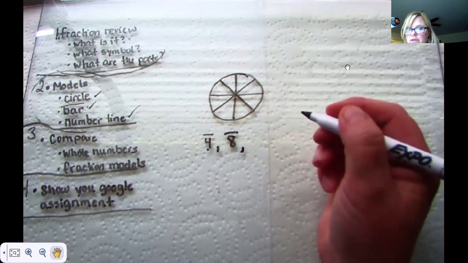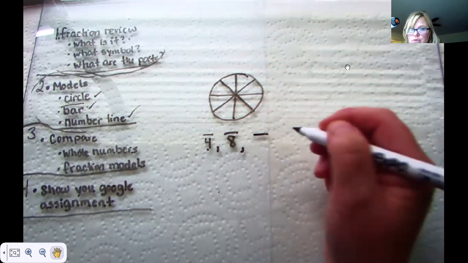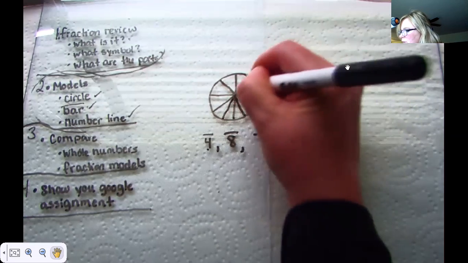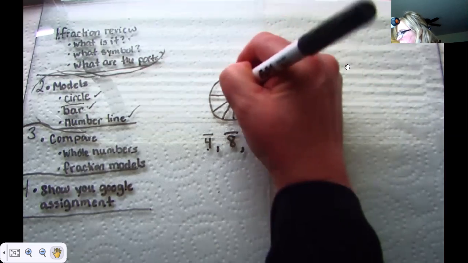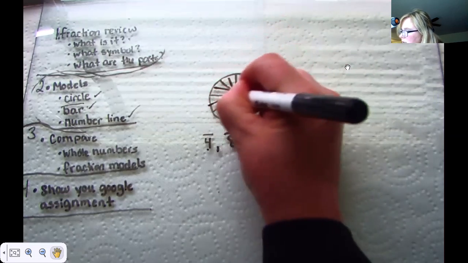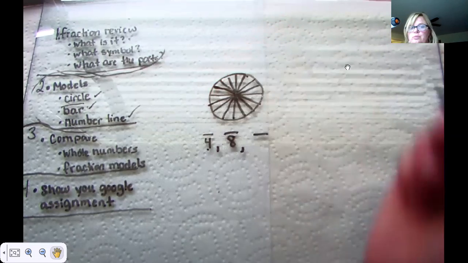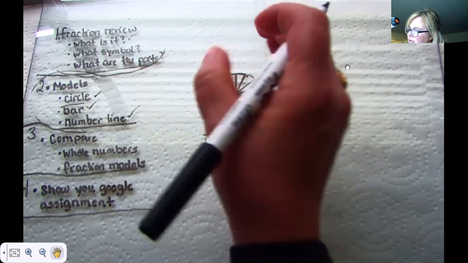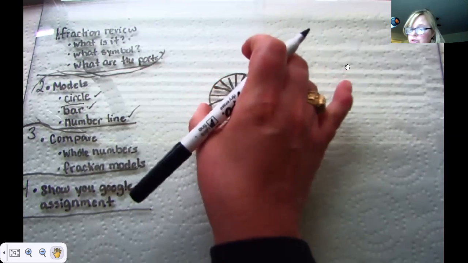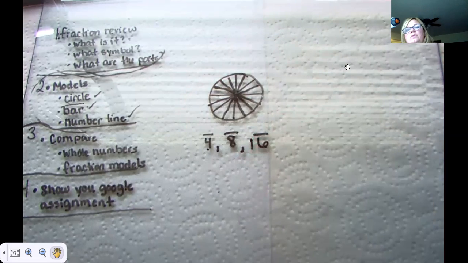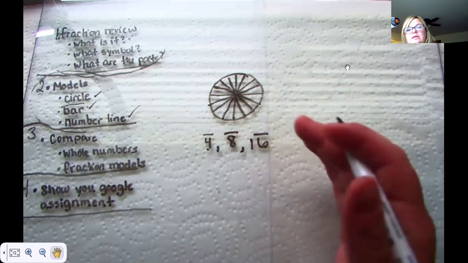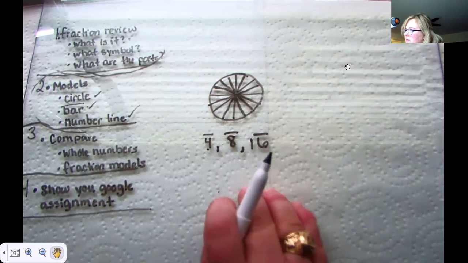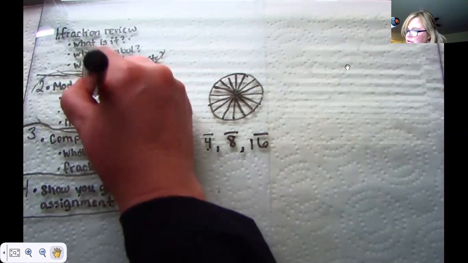And you can kind of predict what would happen if I doubled each eighth. Well, I didn't double it, I divided it into more parts. Okay, and I messed up. Let's just pretend that's perfect. If I double the number of parts, I get 16. And you can keep on predicting, if I doubled each 16th, what would I get? We talked about that in class. Okay, so there's our circle model.